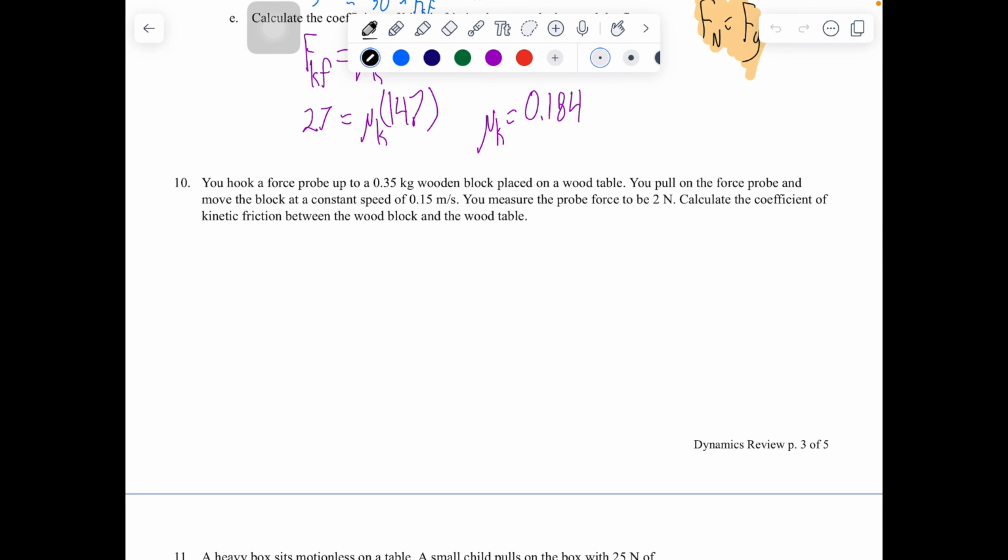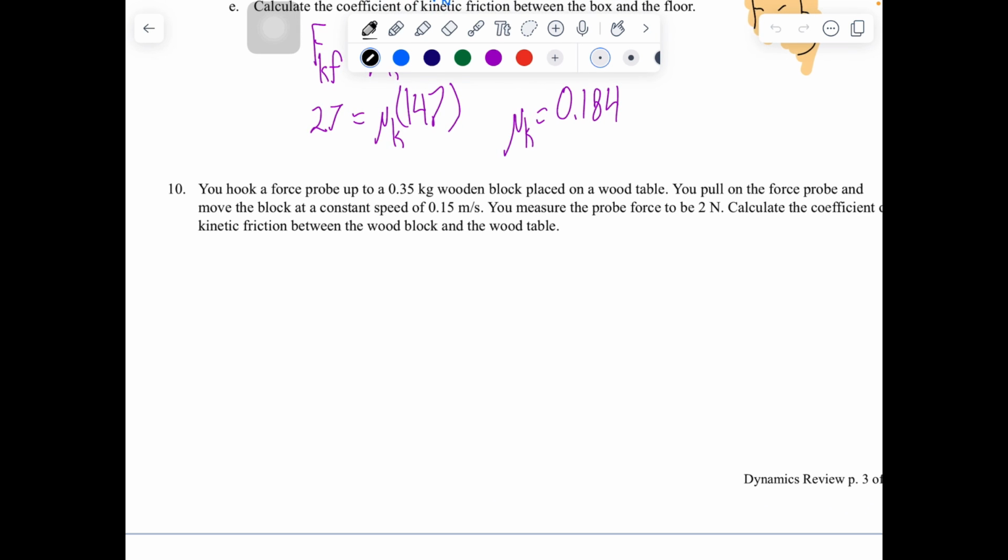Alright, number 10. You hook a force probe up to a 0.35 kilogram wooden block placed on a wood table. You pull on the force probe and move the block at a constant speed of 0.15 meters per second. You measure the probe force to be 2 newtons. Calculate the coefficient of kinetic friction between the wood block and the wood table.